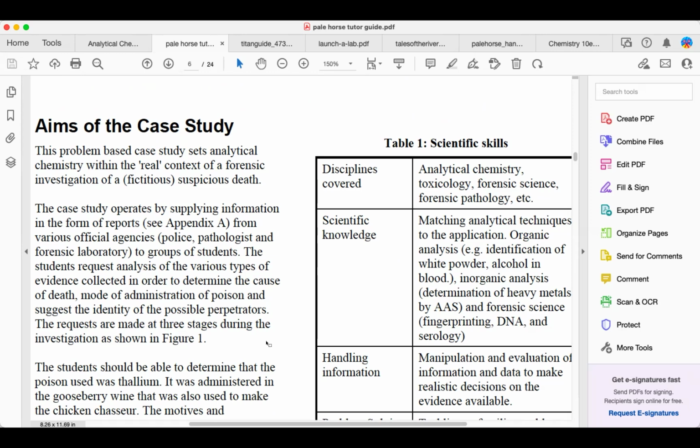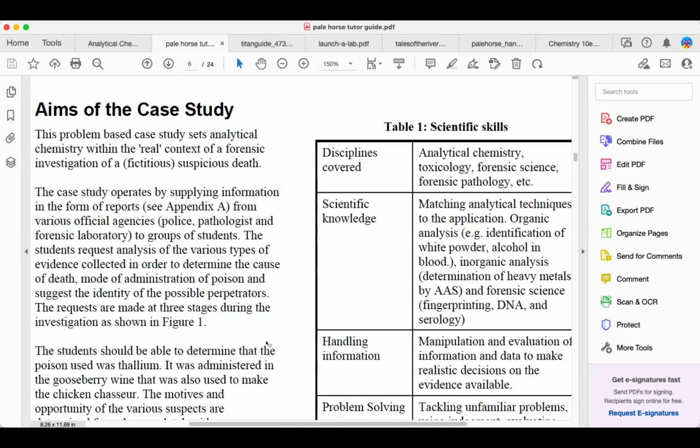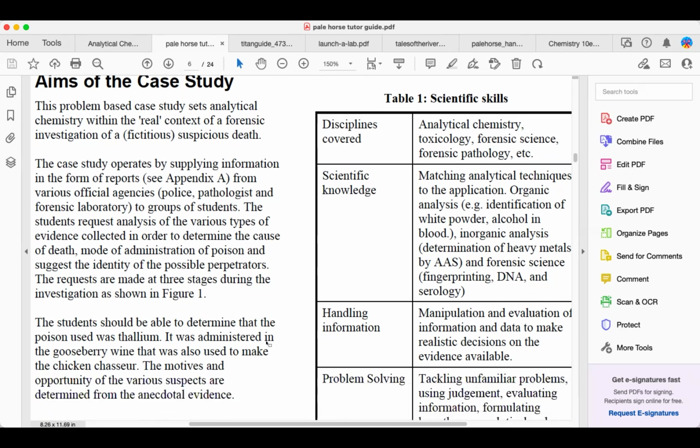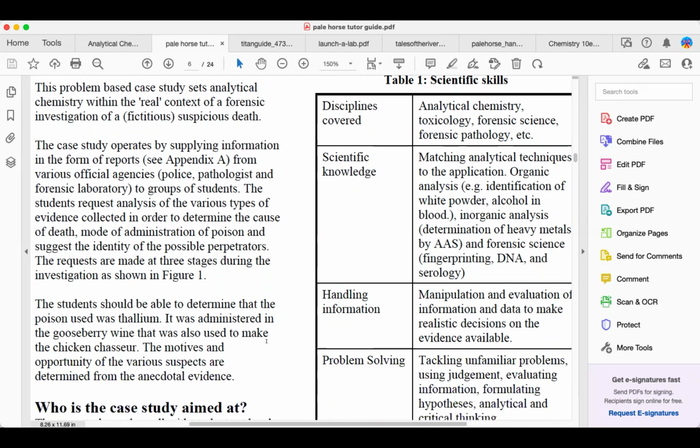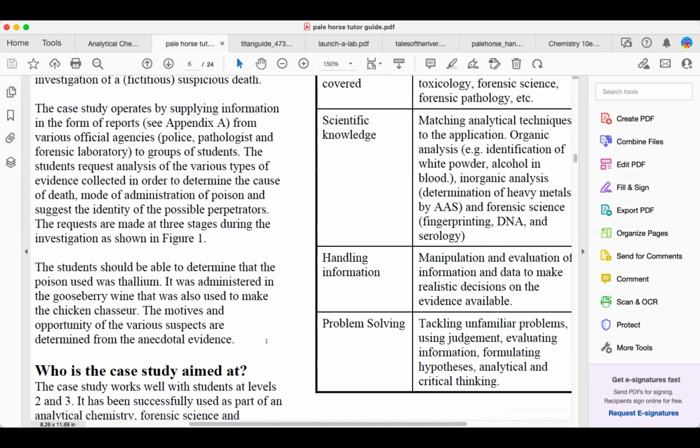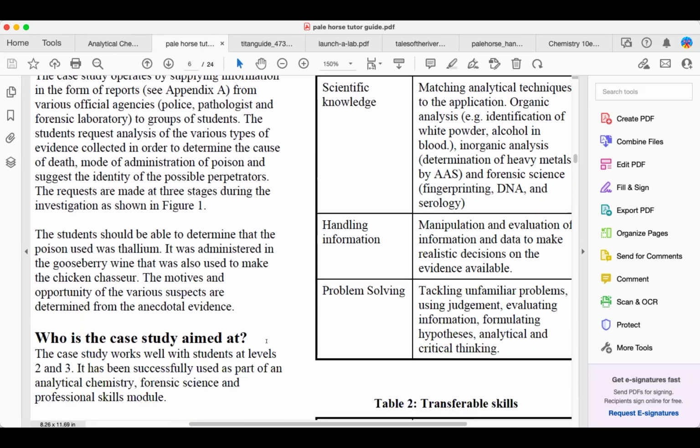Okay. In this case, I think I have shown you the murder scene the first time, in the first lecture, the first discussion. So the aim is that the student should be able to determine that the poison used was thallium. This is the answer actually. This is the final answer.